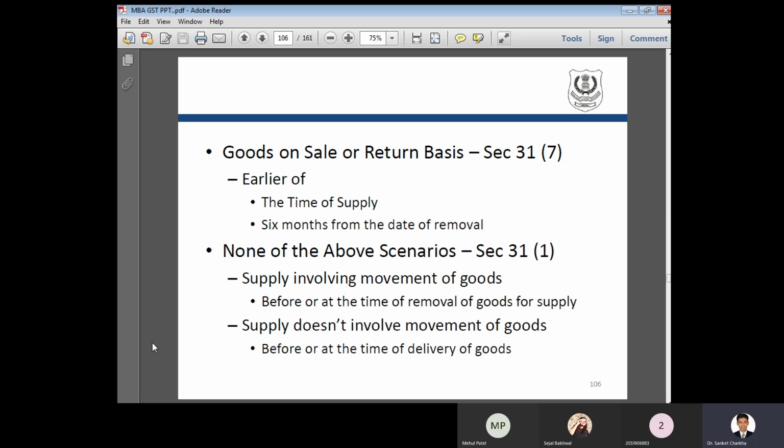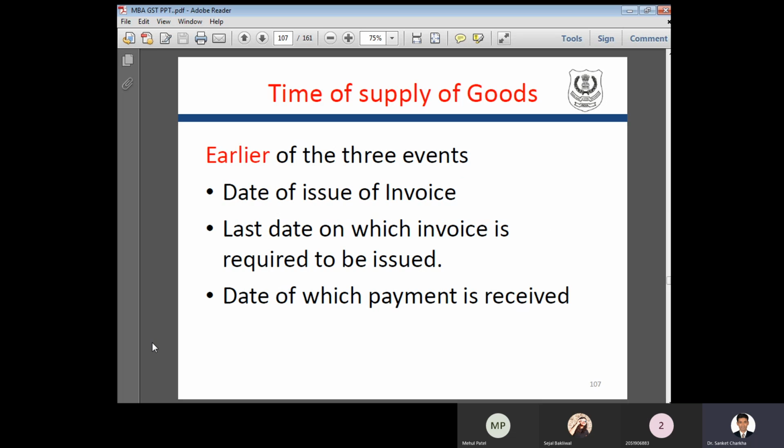And lastly, supply doesn't involve movement of goods. So if there is no involvement of the movement of goods, then at the time of delivery, if the delivery of the goods has been undertaken or has not been undertaken, then accordingly the rate of supply or the time of supply can be made applicable. So in short, the time of supply of goods is the earliest of the three events. First thing, the date of issue of invoice.